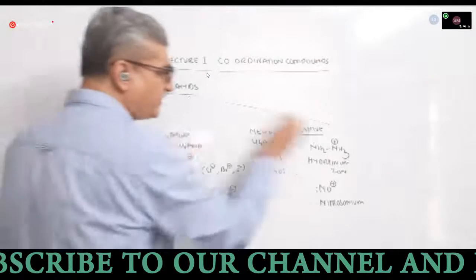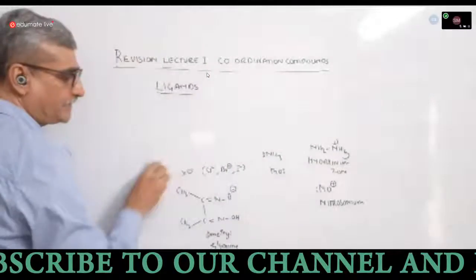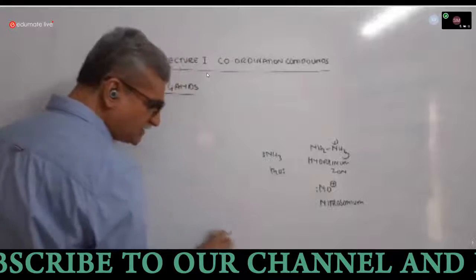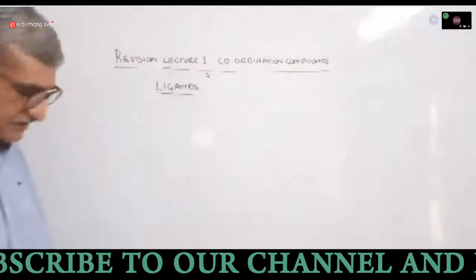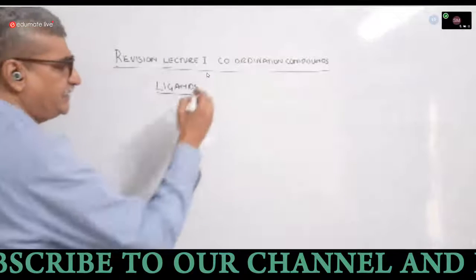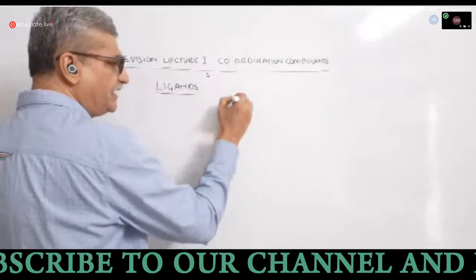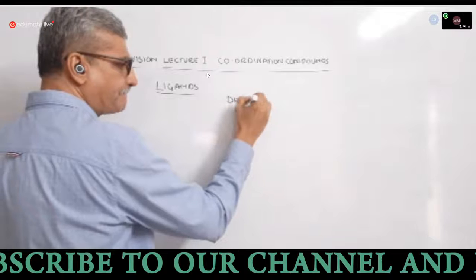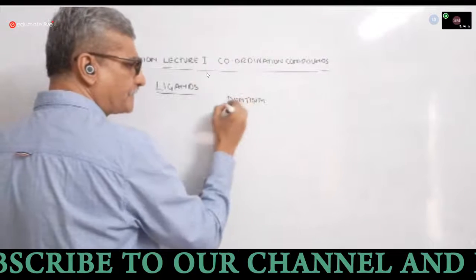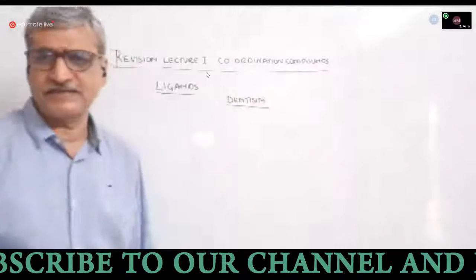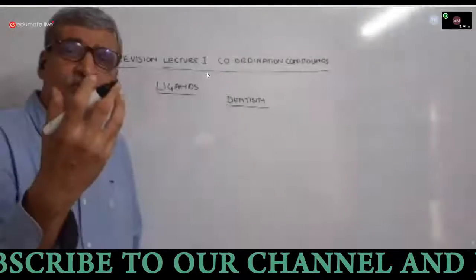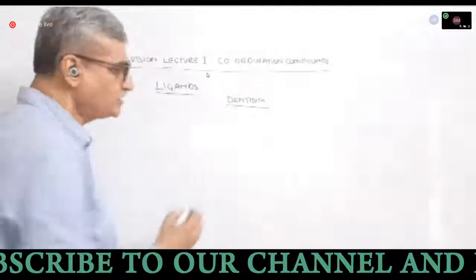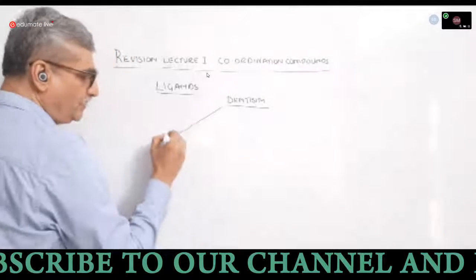How are they classified based on charge? This is clear. We can also classify ligands on the basis of denticity. What is denticity? Denticity means how many lone pairs one molecule can donate. So you have monodentate ligand.